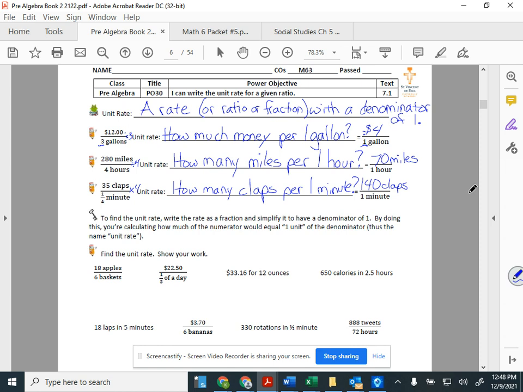So let's look at this first one, 18 apples per 6 baskets. What would our unit rate be? So remember, we want to get our baskets down to 1 basket. How many apples would that be? Nathan? 3, because we divide that 6 by 6 to get down to 1. So we have to divide 18 by 6 to get to our 3 apples.